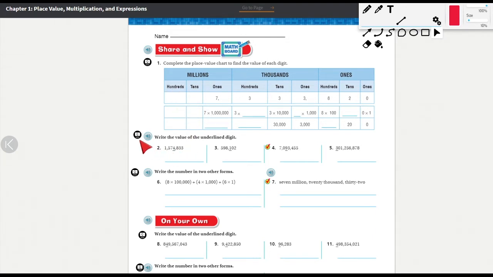So now we have a couple of exercises from 2 all the way to 5 that we are going to be completing. So let's get started. It says here, write the value of the underlined digit. The underlined digit here is 4. If we place 4 on the place value we have here on the top, we read this number from right to left. We read from this direction all the way to here. This is right to left.